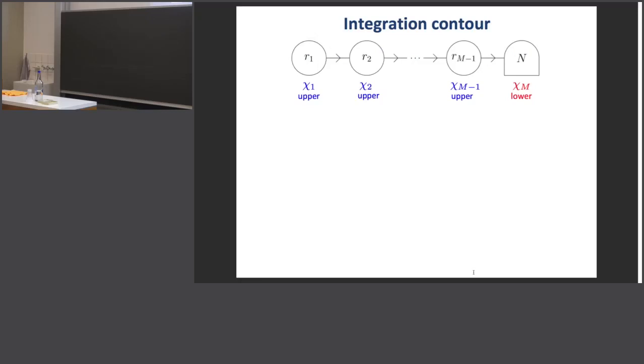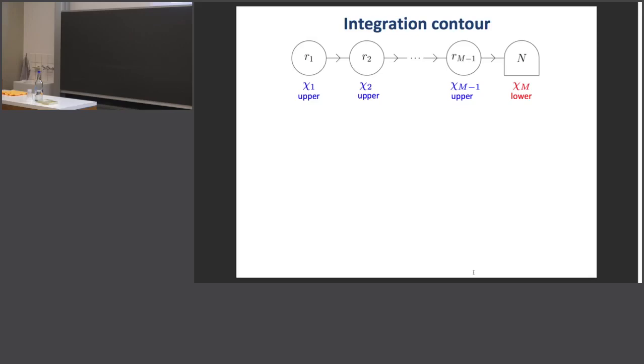If I give you this quiver-like theory oriented in this way, with the ranks increasing in this way, then to each node there is an associated chi variable in the localization integral, and the rule is that you have to integrate up in the upper plane the first n-1, and in the lower plane the last one.